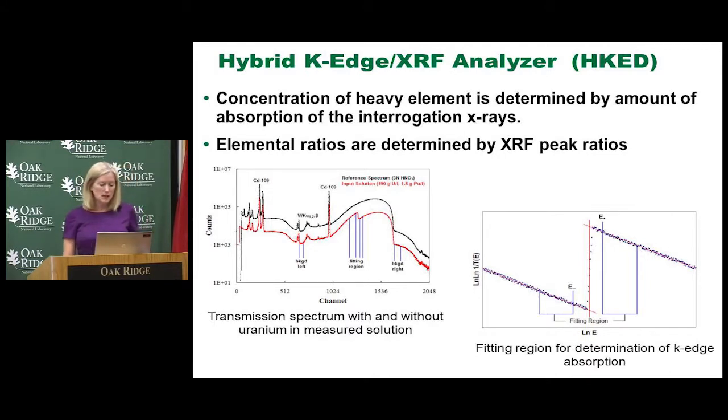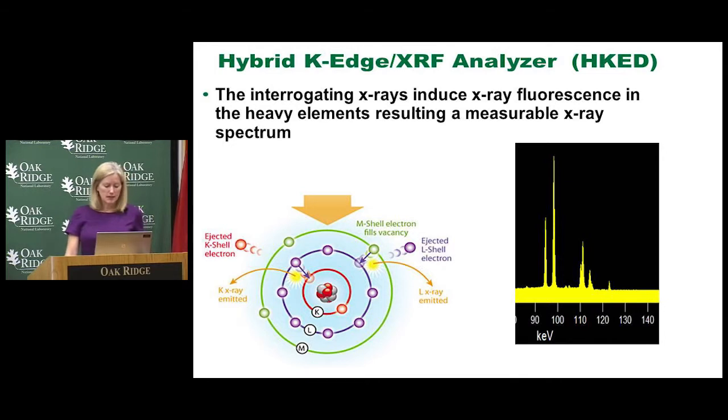We also measure the XRF. X-ray fluorescence is when the X-rays are emitted from the X-ray tube, they will collide with some of the electrons in the heavy elements and knock out the electrons in either the K shell or the L shell. And those will then be replaced by outer shell electrons. And when that happens, the atom will actually emit characteristic energy X-rays.